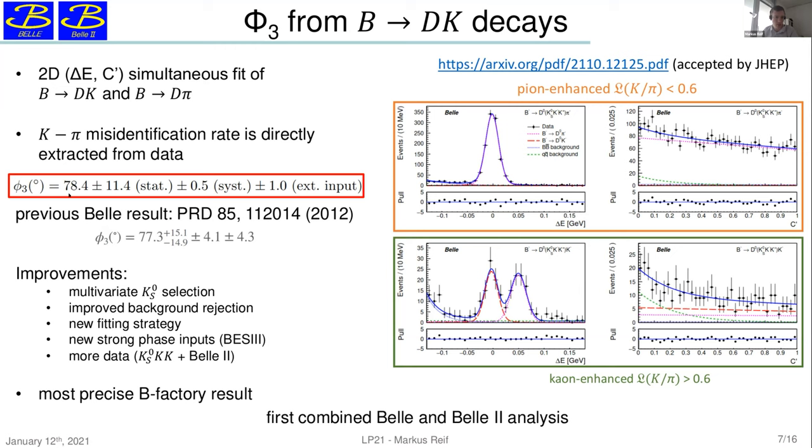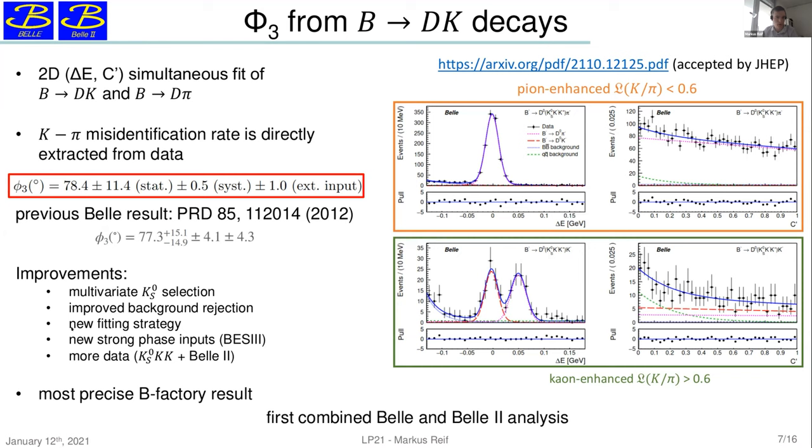It's about 78 degrees, with 11 degrees statistical uncertainty, 0.5 systematic uncertainty, and 1.0 from external inputs. These are the CLEO and BESIII strong phase inputs. There was an earlier measurement from Belle from 2012. It's compatible with this one, but in this new one all the systematic uncertainties are heavily reduced, which is because of the reasons that I'm listing here.